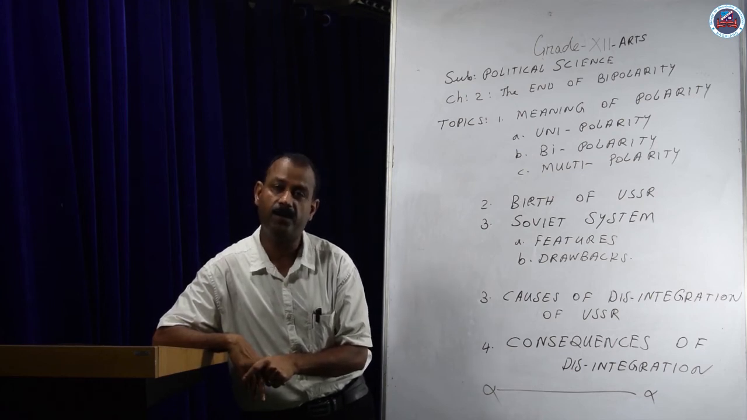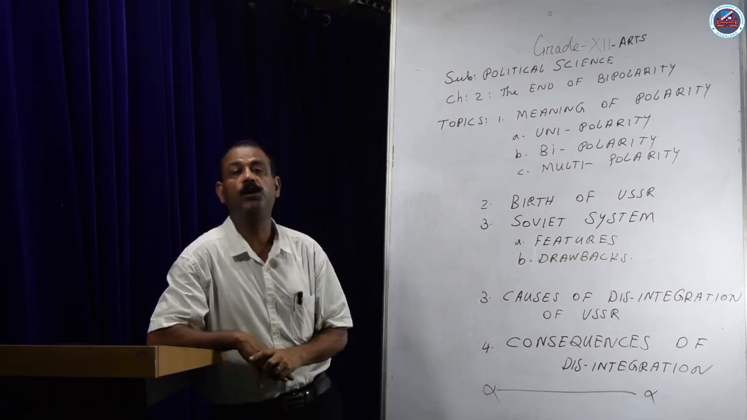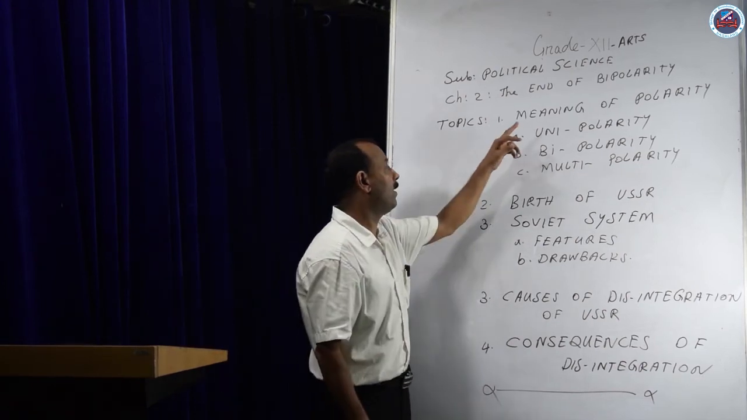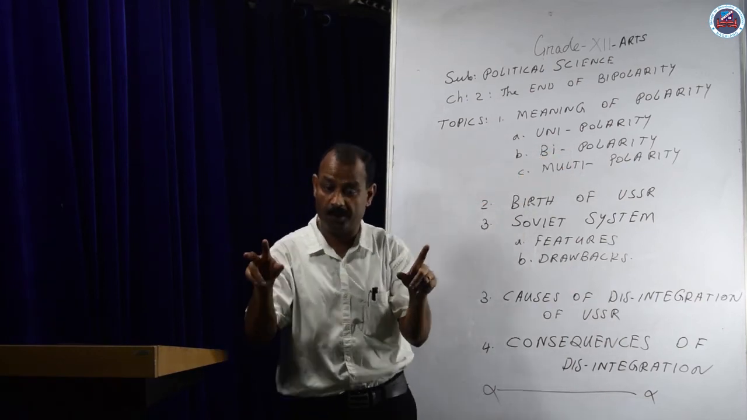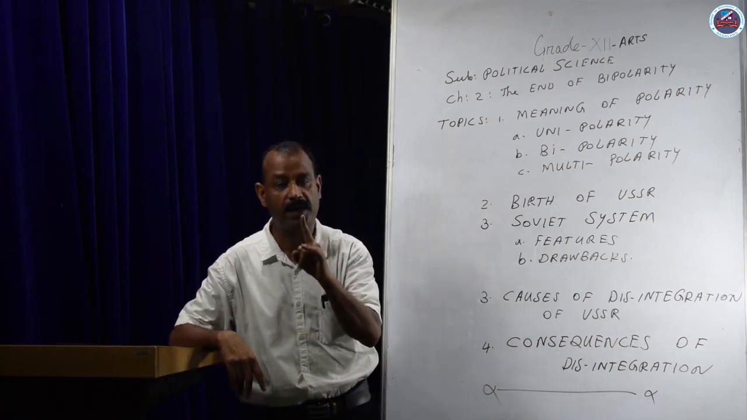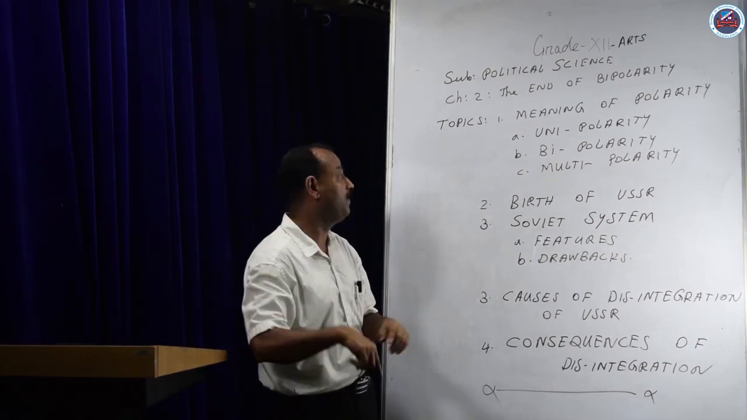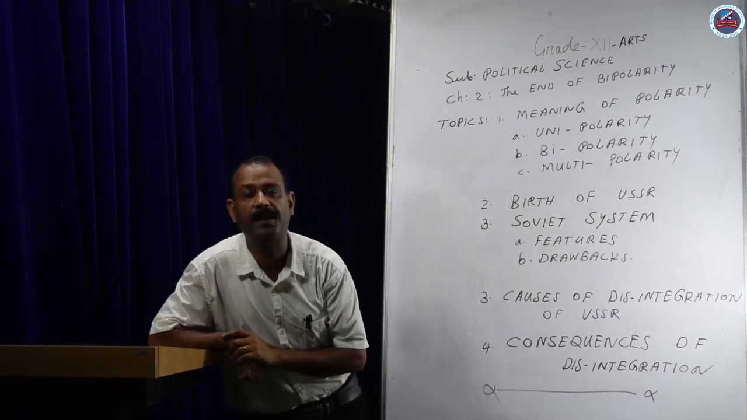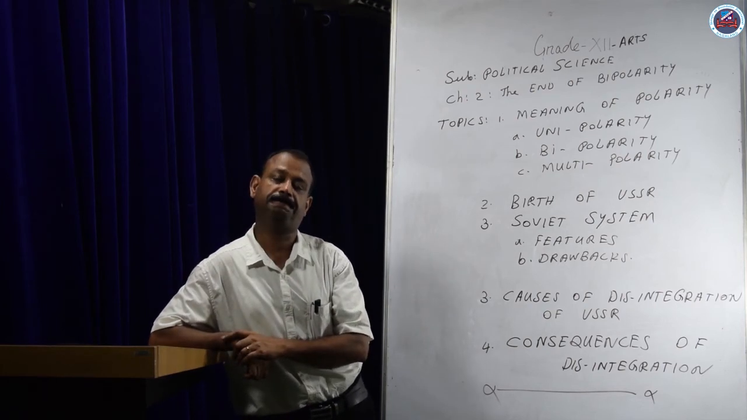On December 25, Mikhail Gorbachev, the last president of USSR, resigned, and with that, USSR came to an end. And with that, the bipolarity in the world also came to an end. There were two powers before, now one power is gone, and the whole world came to be dominated by only one country, that is USA. From bipolarity, the world became unipolarity. This is how bipolarity came to an end. These are the causes of disintegration of USSR.